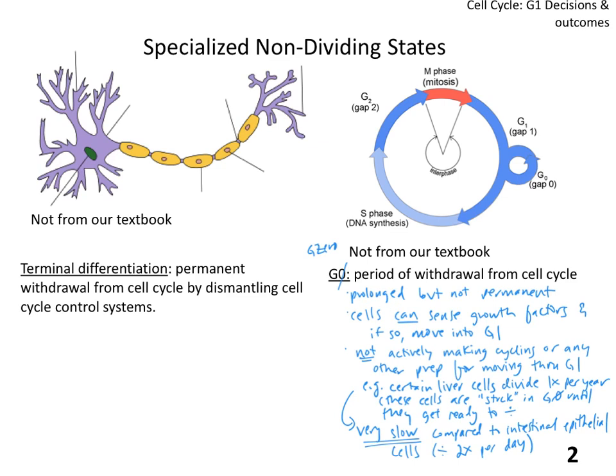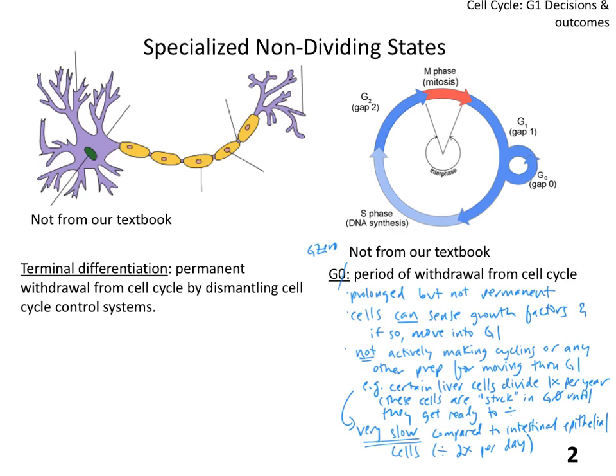G0 is prolonged, but it is not permanent. Cells can sense growth factors, and if so, they can move back into G1, which we would see here. During G0, cells are not actively making cyclins or any other of the protein prep that they might use to move through G1. One example of cells that are in G0 are certain liver cells. They actually divide about once per year, and these cells are stuck in G0 until they get ready to divide.